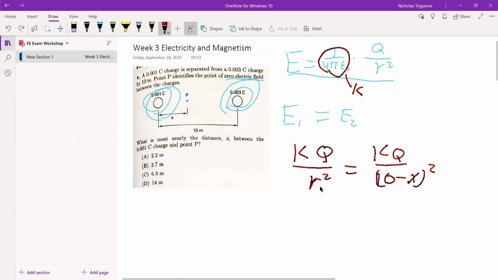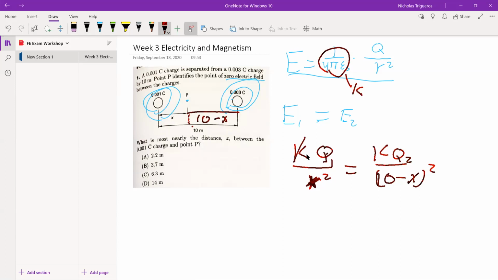Okay, there we go. I guess it didn't want me to change this R, so I'm just going to make this R an X. X squared equals KQ over 10 minus X squared. Because if we look at this distance here, this is going to be 10 minus X, since it's the whole distance minus this section right here. Okay, let's make this Q1, Q2.